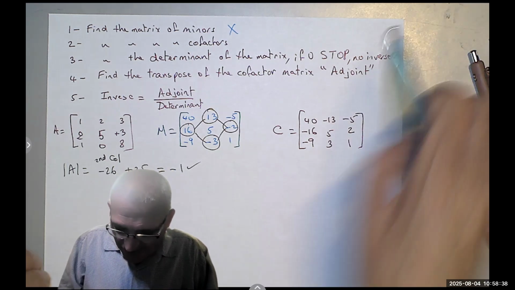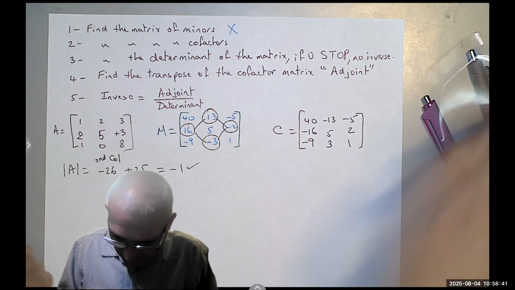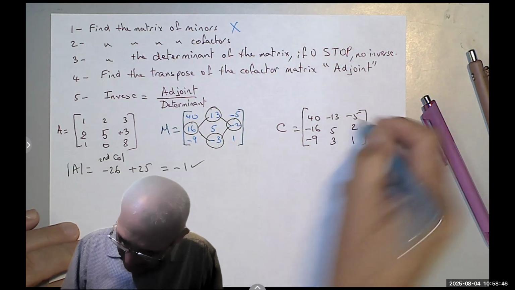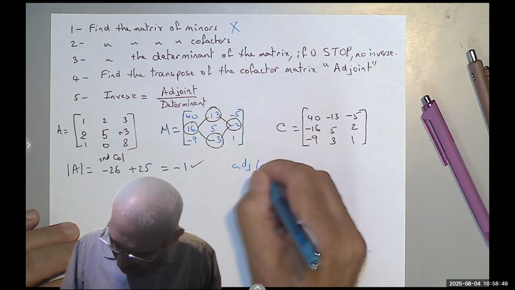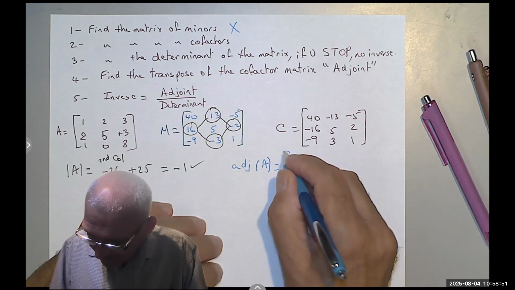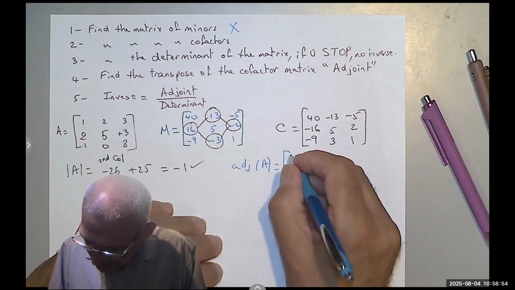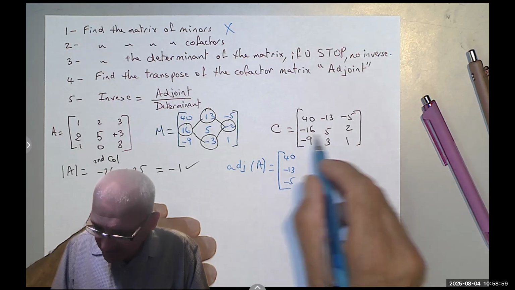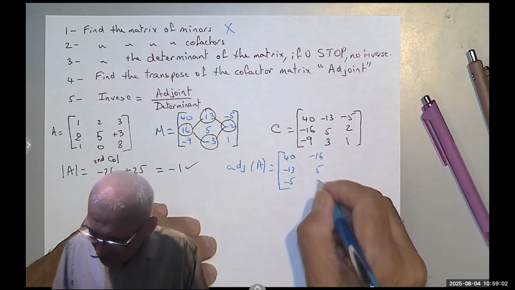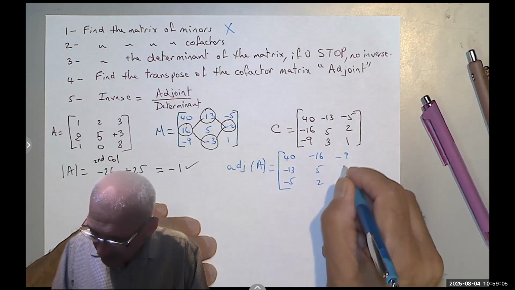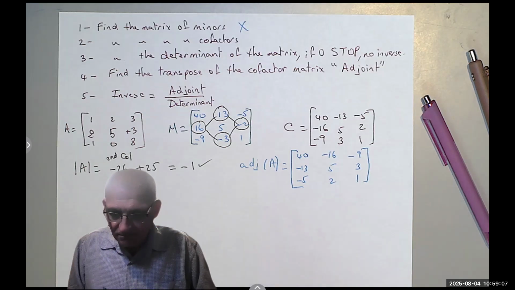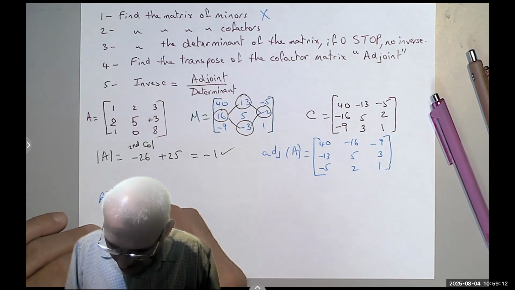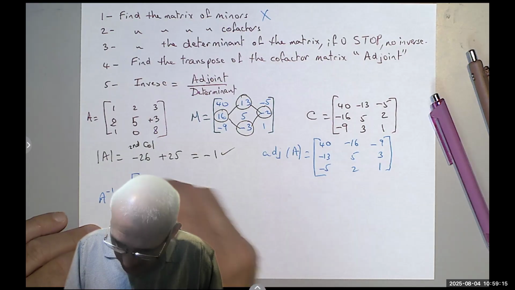Next, we'll do the adjoint of A. Remember, we said the adjoint is the transpose of the cofactor. So I'm going to take this cofactor and find the adjoint of A. First row is 40, negative 13, negative 5. I'm going to write it from top down. Negative 16, 5, 2. Negative 9, 3, 1. And finally, I get the inverse of A, which is this matrix I just found.